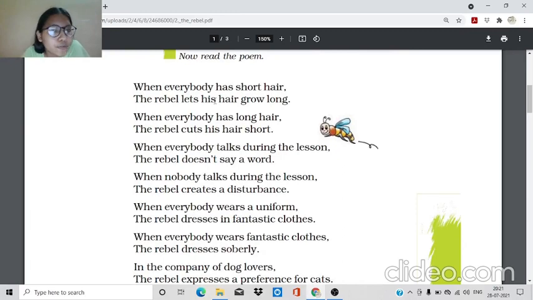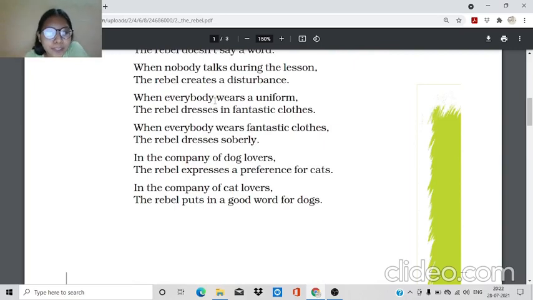Let's start. When everybody had short hair, the rebel let his hair grow long. When everybody has long hair, the rebel cuts his hair short. When everybody talks during the lesson, the rebel doesn't say a word. When nobody talks during the lesson, the rebel creates a disturbance. When everybody wears a uniform, the rebel dresses in fantastic clothes. When everybody wears fantastic clothes, the rebel dresses soberly.